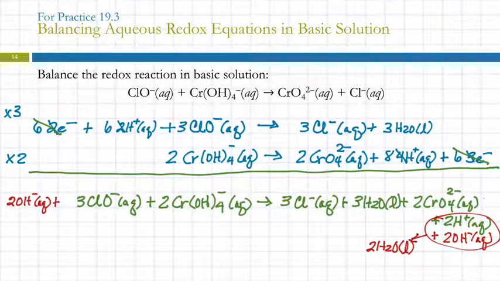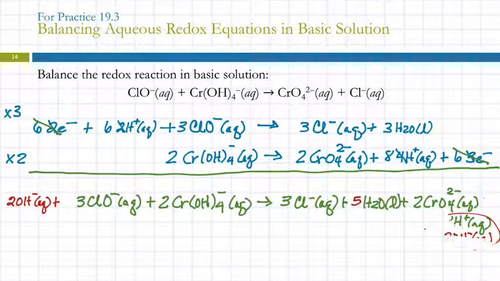I should add those together and put them in one term. So I'm going to change this 3 to a 5. I put these water molecules along with the others up there. And there's my balanced equation. Any questions?